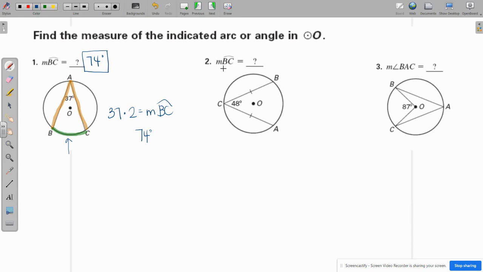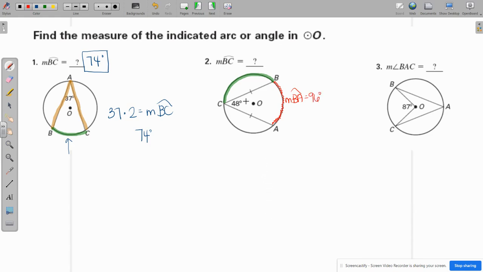Let's look over here at number 2. We're also looking for the measure of arc BC. But in this case, arc BC isn't the intercepted arc. It's this arc over here. So let's see what our inscribed angle is. Our inscribed angle is angle BCA, and it has a measure of 48 degrees. That means this should be 1/2 of the measure of arc BA. So the measure of arc BA is double 48 degrees, which is 96 degrees.